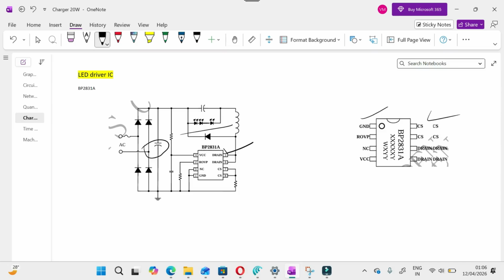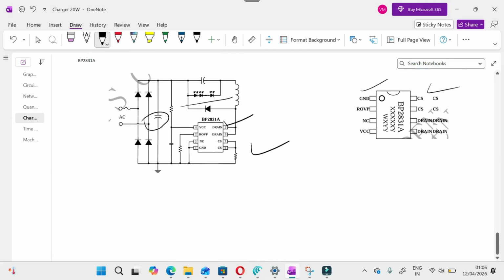BP2831A. This is the cheapest IC, which all the cheap LED bulbs available in the market use, because it does not have any complex control circuit to protect the device, but it is very cheap and a very compact circuit design, so that for all your LED bulbs with a cheaper application this can be used.